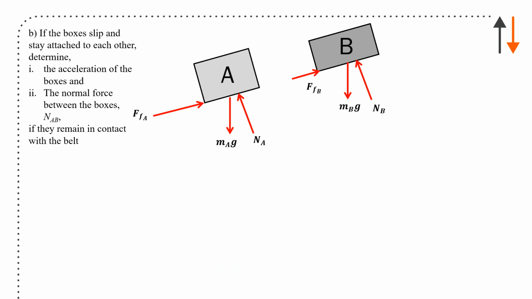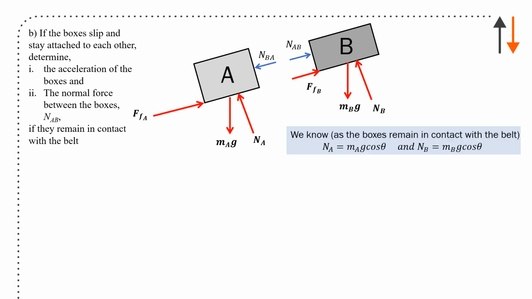If the boxes slip and stay attached to each other, determine the accelerations of the boxes and the normal forces between the boxes. If they remain in contact, you have a normal force from A on B and from B on A, and those are shown in blue. That's the only change to this diagram. The forces of friction are now separated because both boxes are moving, but you have to consider the normal force between the two.